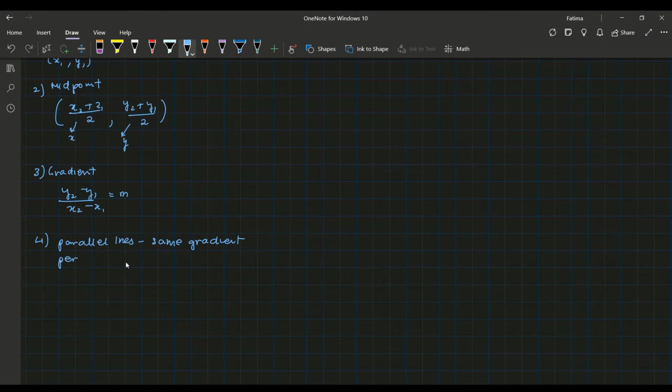And for perpendicular lines, which are also denoted like this, as in they have a 90-degree angle between them, the product of the gradients is -1. So m2 here is the gradient of the second line and m1 is the gradient of the first line. The product of the two will give you -1.